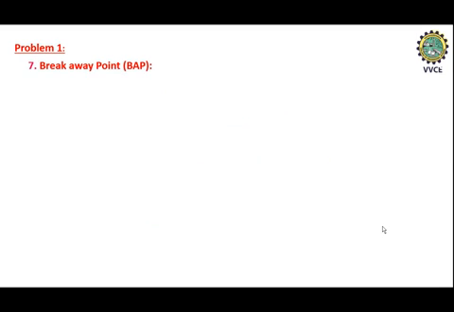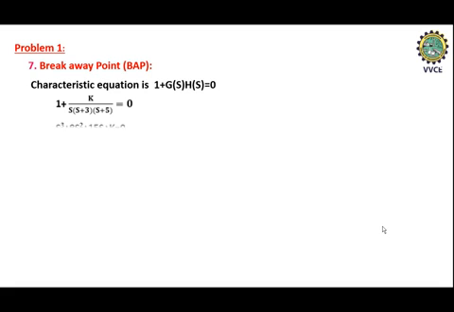Next point is breakaway point. We already know that breakaway point should come between 0 and minus 3, but exactly where it comes, we don't know that. We need to find that. So in order to find the breakaway point, we need to consider 1 plus g of s into h of s. In the problem itself, they have given g of s into h of s expression. So by considering 1 plus g of s into h of s equal to 0, we can find the characteristic equation. It gives s cube plus 8s square plus 15s plus k equal to 0.